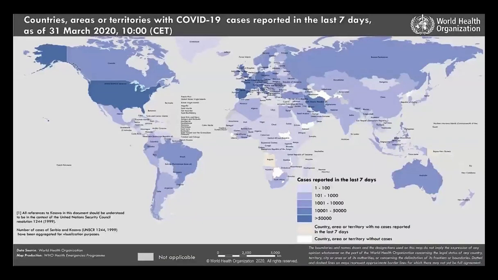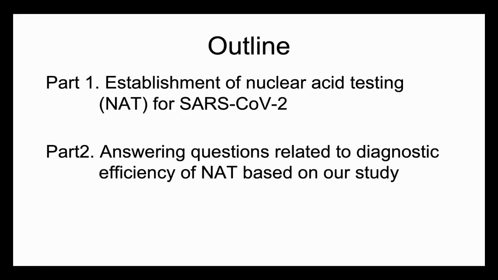As we know, by the end of this March, the COVID-19 pandemic had caused more than 750,000 confirmed cases and 36,000 deaths around the world. We are facing a very serious situation because of the virus. So today I will share how we established nucleic acid assay testing for SARS-CoV-2 in our lab. Then I will talk about our study to answer questions related to the diagnostic efficiency of nucleic acid assay testing.